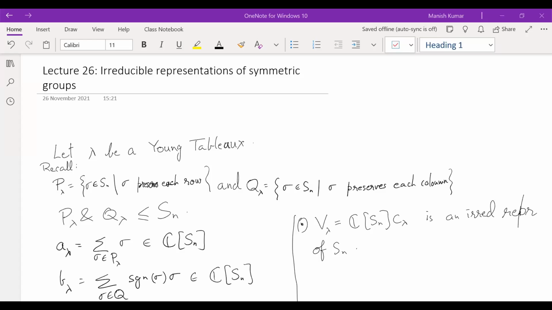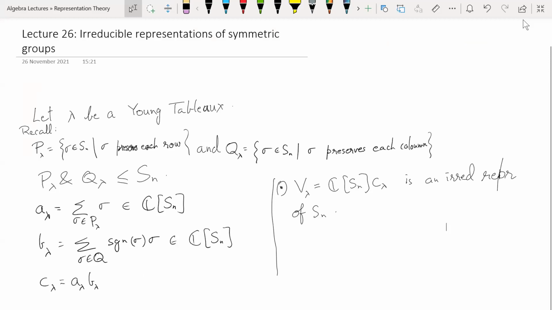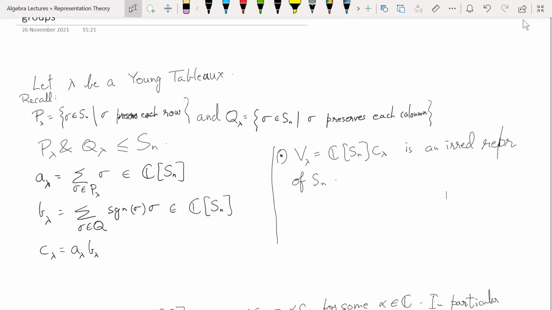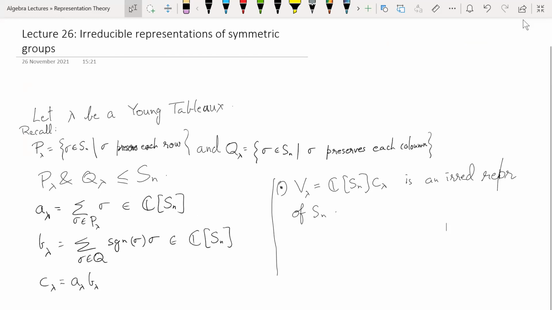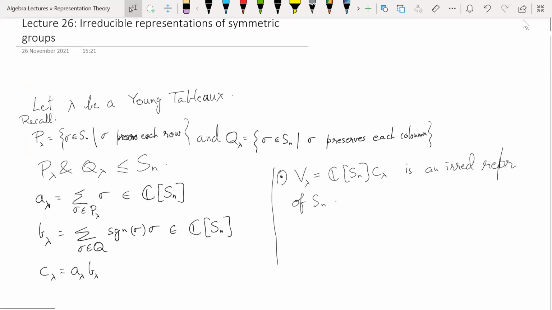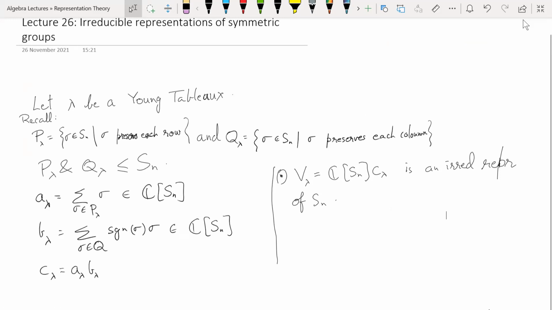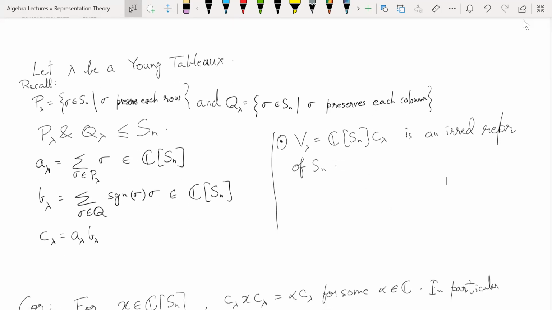Yeah, so last time we saw some key lemmas. Let me just recollect the setup so that it's easier. Say lambda is a Young tableau, then we defined two subgroups, P lambda and Q lambda of Sn. P lambda consists of those permutations which preserve each row of the Young tableau, and Q lambda consists of those permutations which preserve each column. And we saw that P lambda intersection Q lambda is the identity.